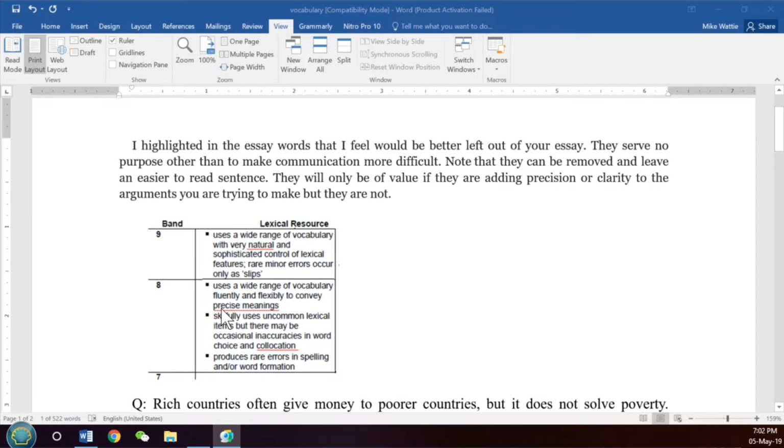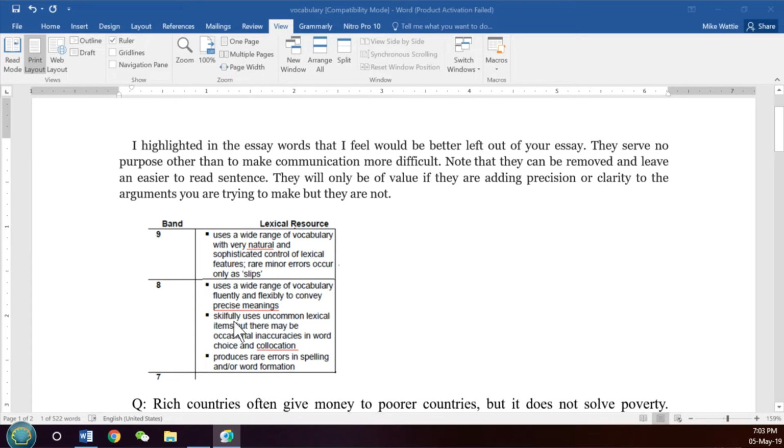Here's the precision I was talking about. Uses a wide range of vocabulary fluently and flexibly to convey precise meanings. Okay, so one of the purposes of high-level language is for precision. And then collocation. Collocation's about words that go together. For instance, we talk about high salaries, but say tall trees. So certain words go together. High goes with sort of non-physical abstract things like people's salaries, and tall usually for things we can see and touch, tangible objects. So that's what we mean by collocation.